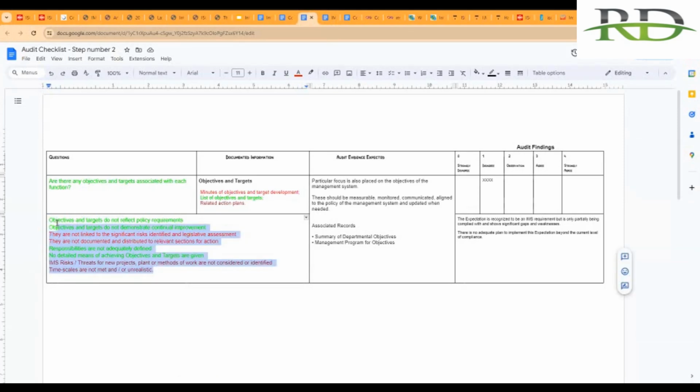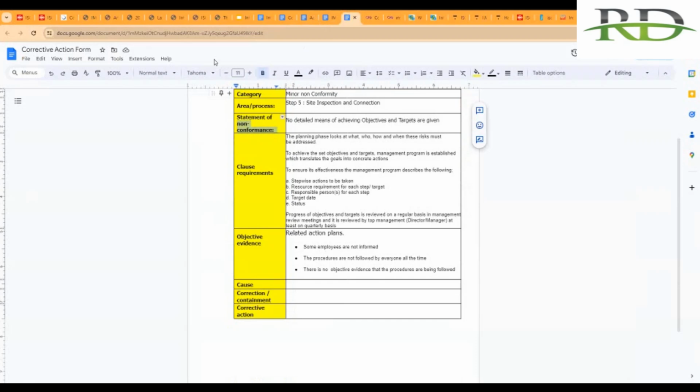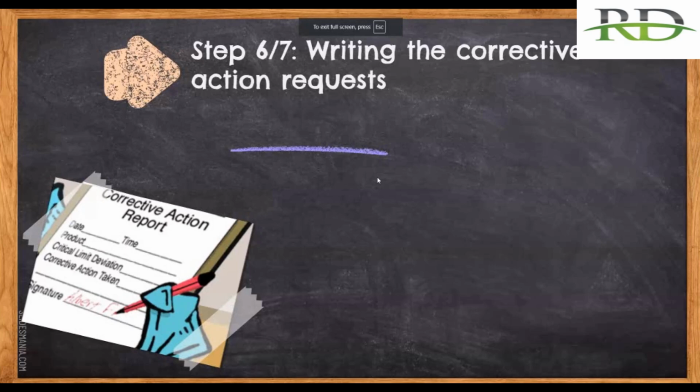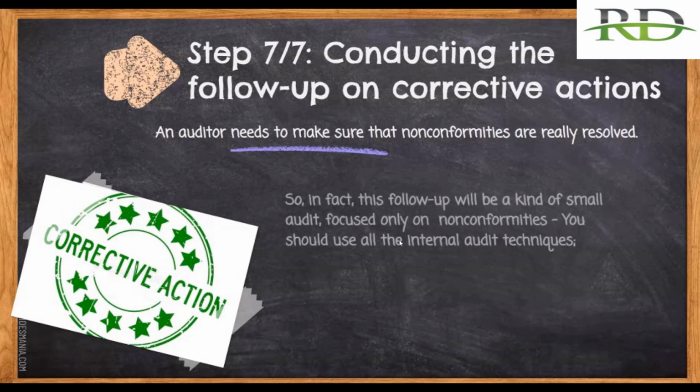Otherwise, all of these are going to be red flags, and you're going to have a lot of corrective action and non-conformity reports, okay? So after that, you submit it to the process owners. And then the process owners are going to resolve that. And then the last step, I have to conduct the follow-up of that corrective action. And then I'm going to conduct an audit again.